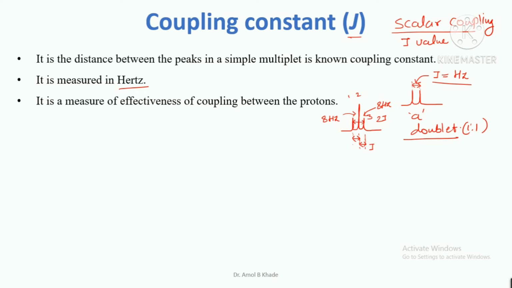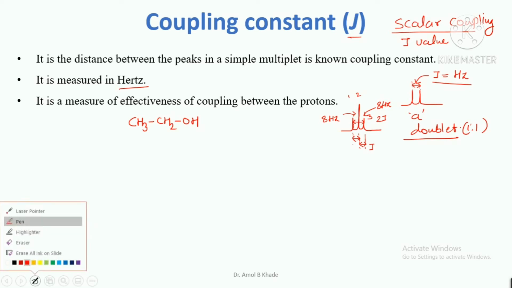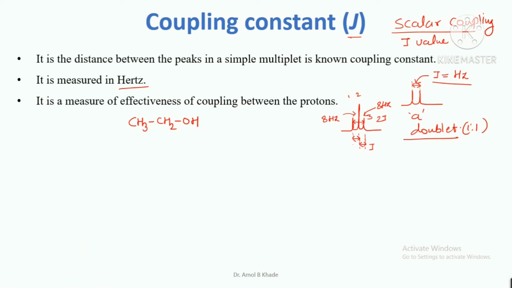We will simplify this in a better way. Let's take an example of our simple molecule CH3CH2OH, which is ethanol. In this particular molecule, how many signals can we expect? Obviously there are 3 sets of protons. I can code them as set A, set B and set C: CH3 protons, CH2 protons and the OH proton.